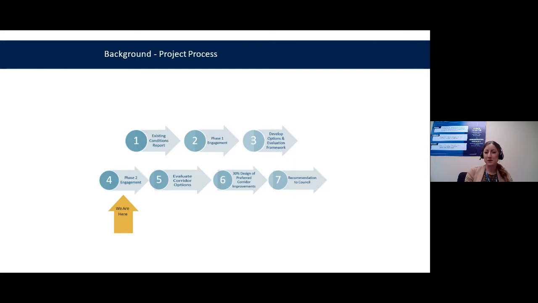So now that we've developed our options and our evaluation framework, we're now beginning phase 2 engagement. That's happening, of course, in late November into mid-December. So after we have feedback on the options that we developed, then it's time to evaluate the corridor options. And that's going to be done collaboratively with some stakeholders, both external stakeholders that we've been working with throughout this project in the Dartmouth North community.